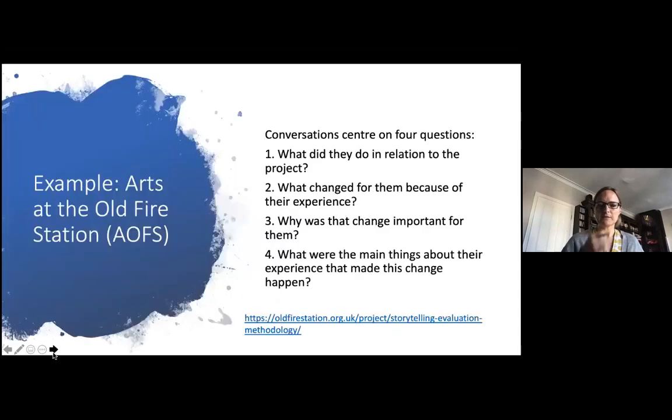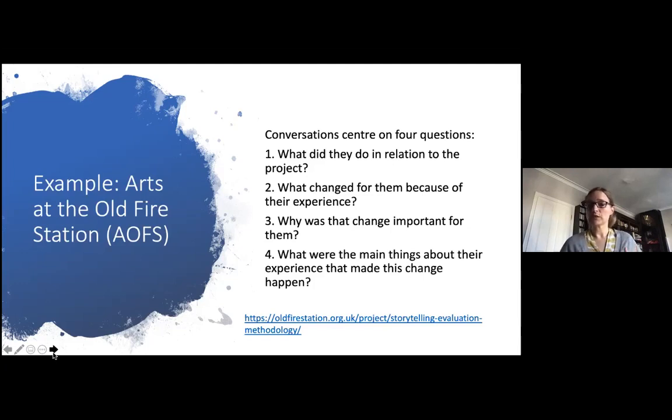And the case study of an organization that uses this approach really successfully is Arts at the Old Fire Station. They're a creative charity based in Oxford, and I think for the last 5 years they use quantitative data collection tools, but the storytelling approach is really at the core of all of their evaluation work. And you've got a link here to a handbook that they've developed, which outlines that methodology in quite some detail. But basically, in all the conversations with storytellers, they're focused on these 4 questions.